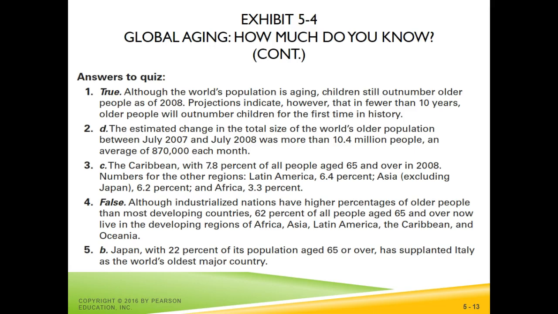Four was false. Although industrialized nations have higher percentages of older people than most developing countries, 62% of all people aged 65 and over now live in the developing regions of Africa, Asia, Latin America, the Caribbean, and Oceania. And 5, B, Japan, with 22% of its population aged 65 or over, has supplanted Italy as the world's oldest major country.